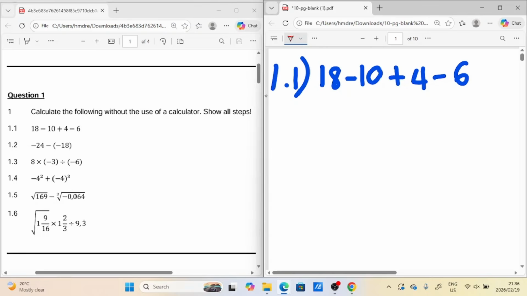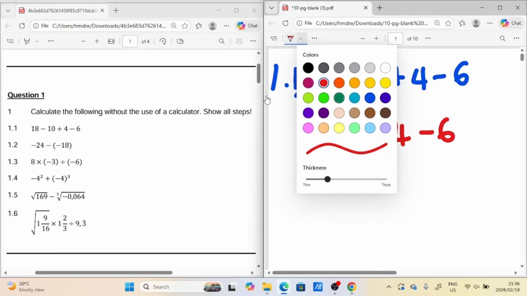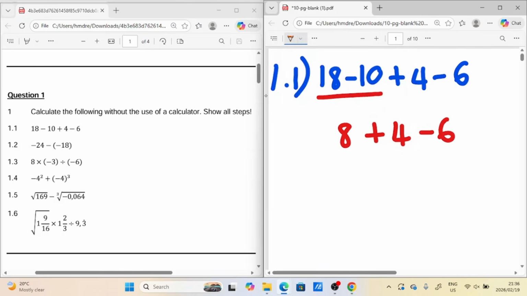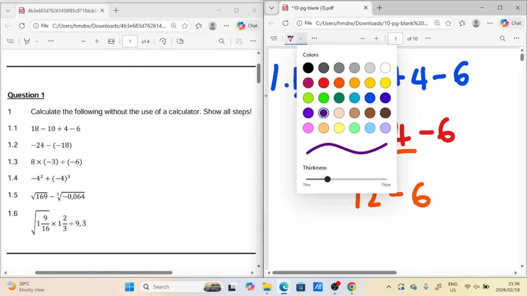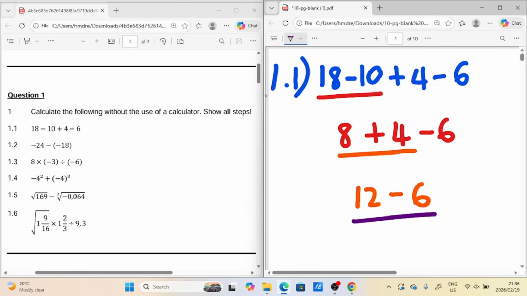So I'm just going to start at the front here. 18 take away 10, that gives me 8. Add the 4, take away the 6. Let's see what we can work on next. 8 add 4, that's 12. Take away the 6. And 12 take away 6 is just going to give me 6. So that is our final answer there.